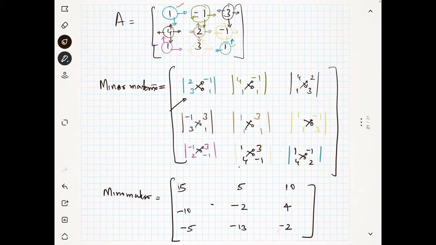So this is the minor matrix. Okay, please calculate and check whether I have made any mistake by yourself. Now this is the minor matrix. Now how to find the cofactor? So minor matrix I will write again.